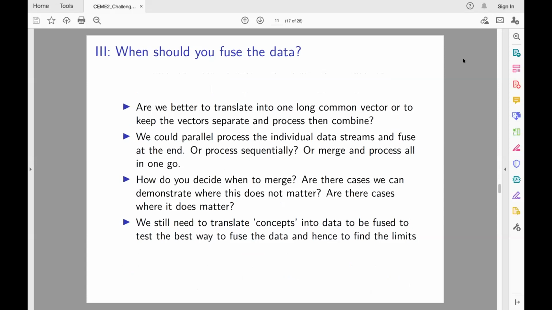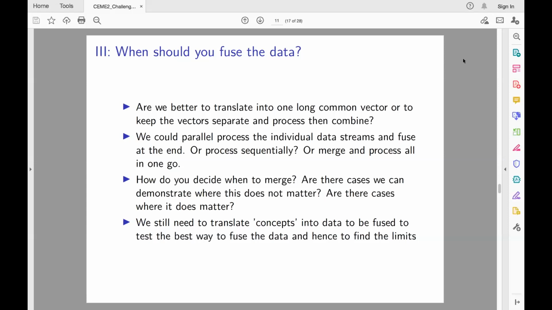Managed to unmute myself. Okay, so the one question we then wanted to look at is at what point you should put your data together and analyze it. Is it better to take your data and put it together into one long vector, or to process the parts separately and then combine them? This can obviously happen in various different ways. You could process different parts of it at different times.